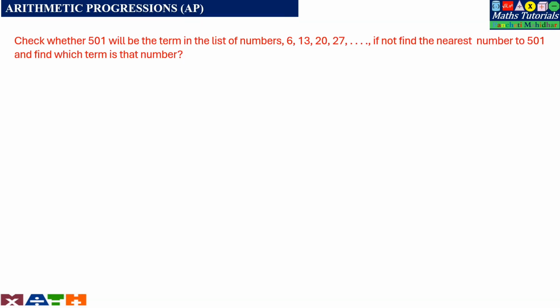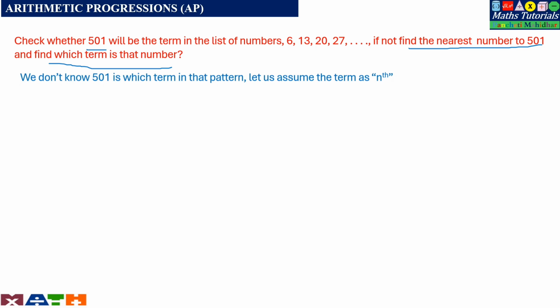Another problem is check whether 501 will be a term in the list of numbers 6, 13, 20, 27 and so on. If 501 is not there, find the nearest number to 501 and find which term is that number. So here they have given 3 parts. Check whether 501 is there or not first. If 501 is not there, find the nearest number. That is part 2. And part 3 is find which term is that number.